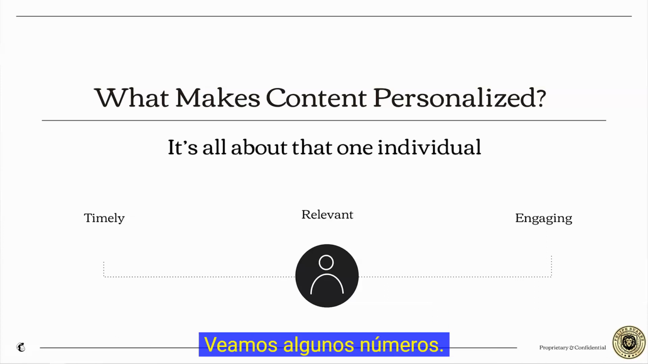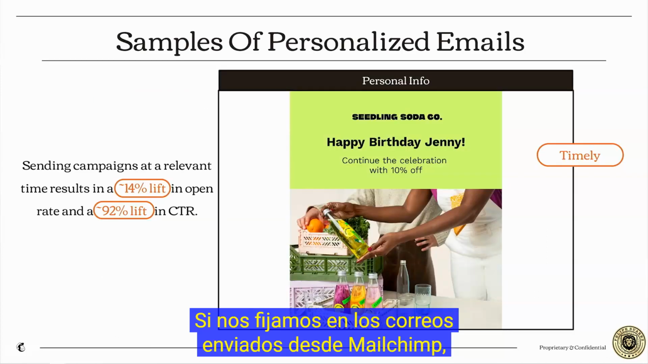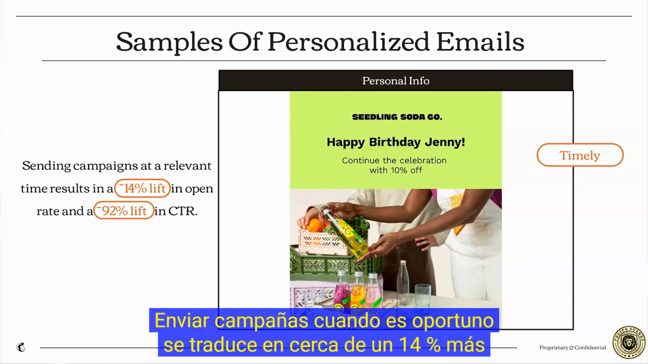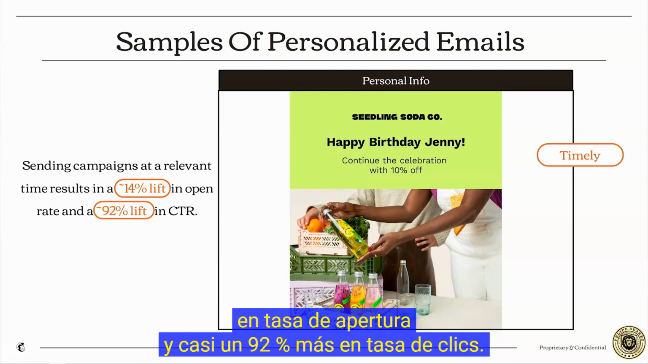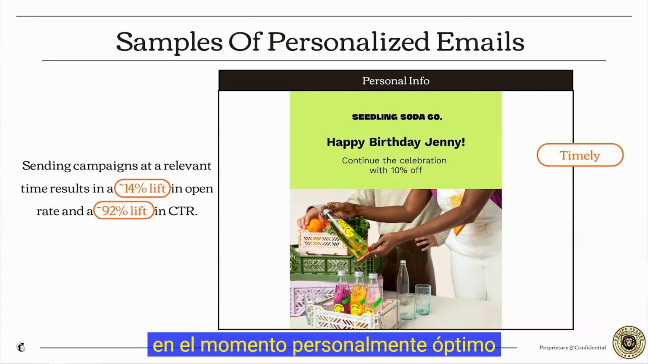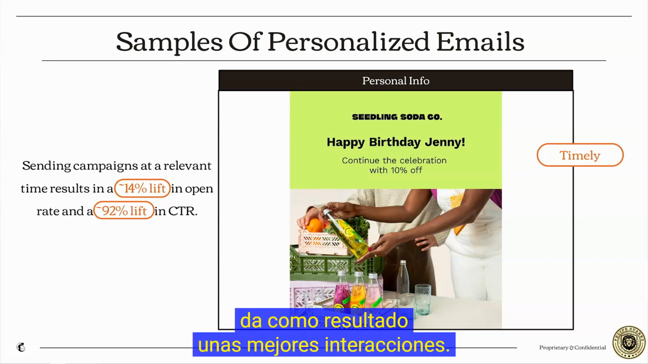So let's look at some numbers. When we look at all the emails sent from Mailchimp, we get some really great data, and it shows that personalization works. Sending campaigns at a relevant time results in approximately 14% lift in open rate and approximately 92% lift in click-through rates. So this means that making sure the recipient receives your email at the optimal time for them personally does result in better engagement with that email.